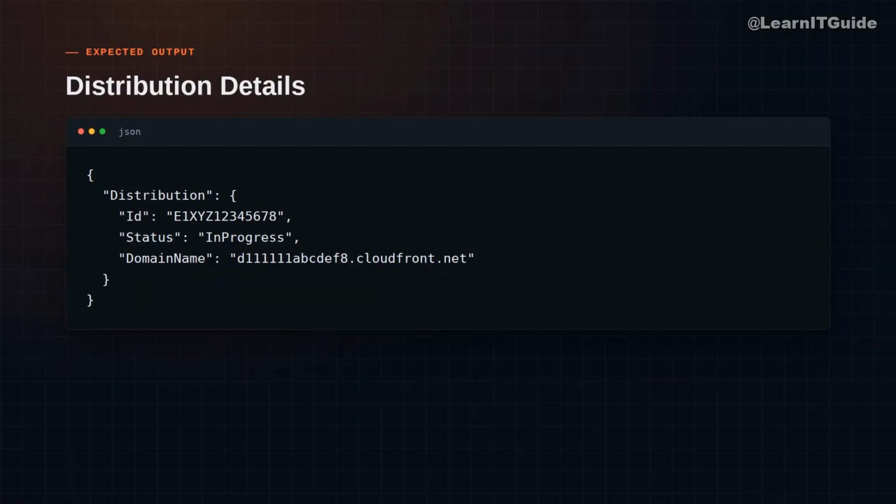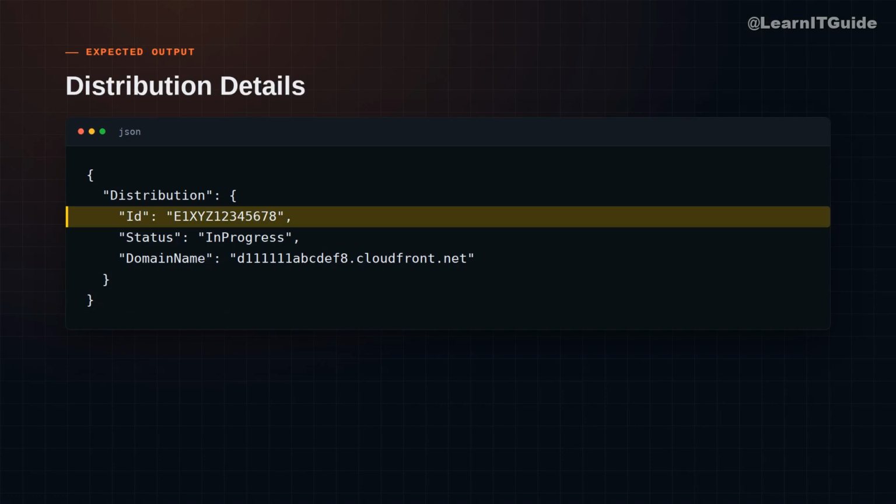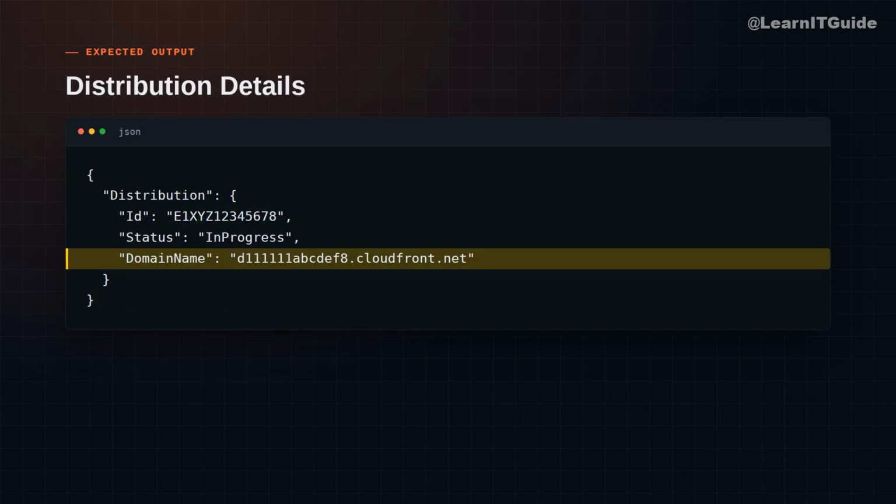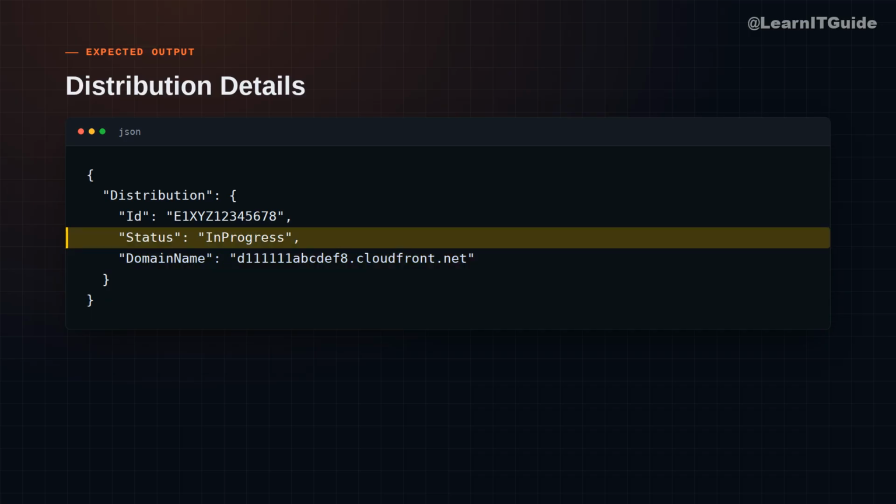Once you run that command, you will see a JSON response. The ID is your unique identifier for this distribution. The domain name is the URL you will give to your users. Notice the status says in progress because it takes several minutes to deploy to all edge locations globally.